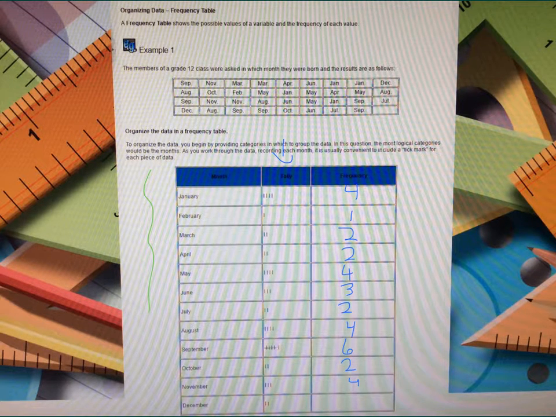If we go through and we count up the Januaries, we have 1, 2, 3, 4. Sorry, that's a June, 4. And so they put 1, 2, 3, 4 ticks. So the total frequency, the total number of people in the class who have a birthday in January is 4. So all we do is total it up and put it there so it's in a more easy to read fashion.